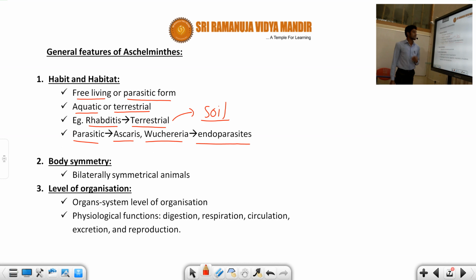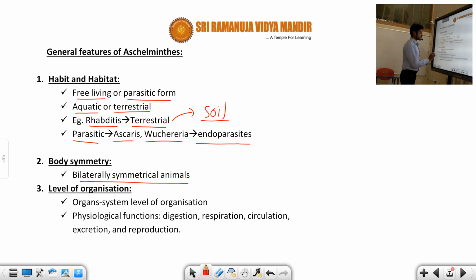Coming to the next one, body symmetry. These are bilaterally symmetrical animals. You already learned this in the classification of animals: body symmetry, level of organization. Once you go through those things thoroughly, it is easy to differentiate all the phyla. So the body symmetry here is bilateral symmetry.